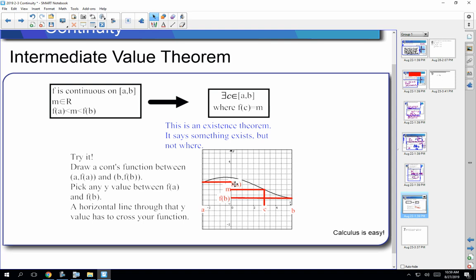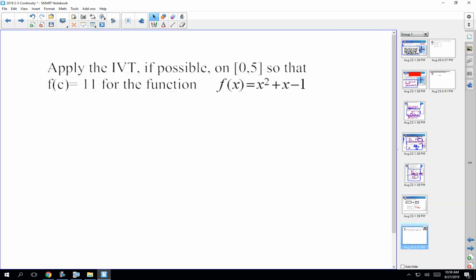So let's find a nice, easy function to do this with. We're going to apply the IVT. Here it is already. We've already become friends with it, labeled it with 3 capital letters. It's important. The IVT, if possible, on 0 to 5, so that f of c equals 11 for the function f of x equals x squared plus x minus 1.